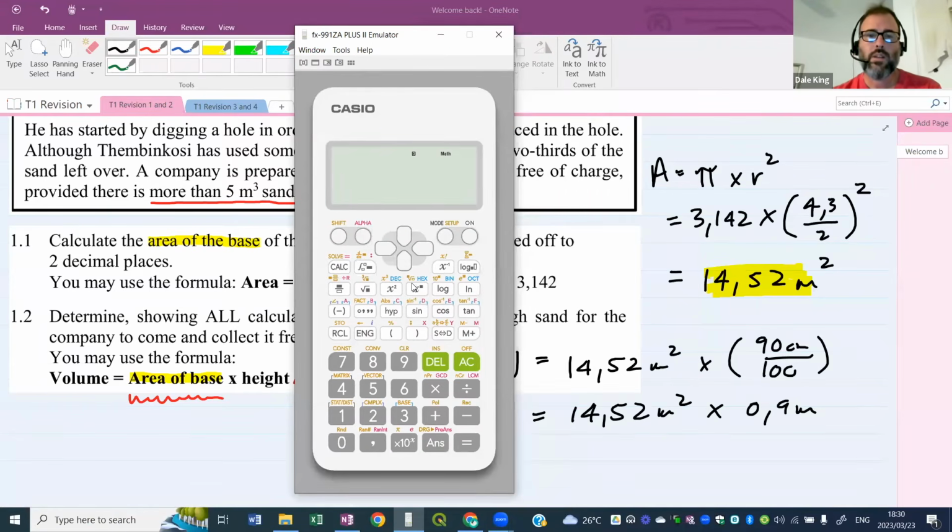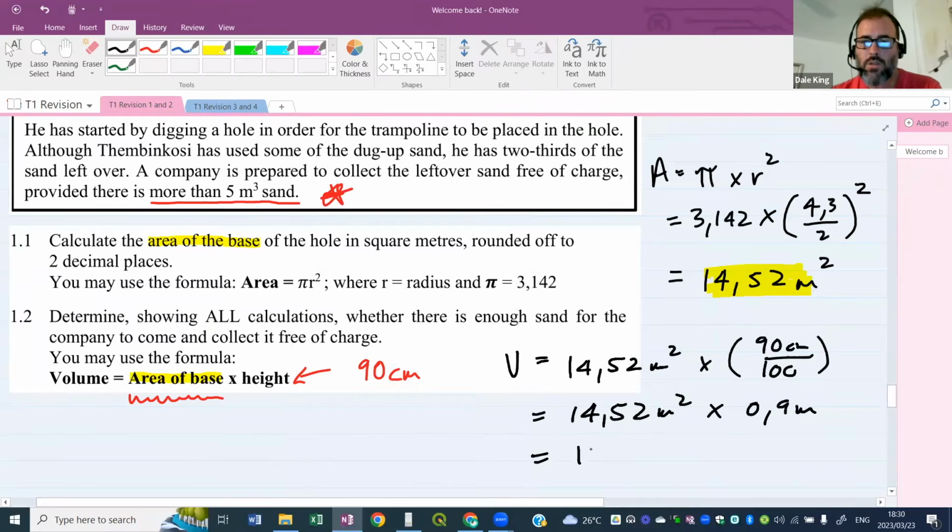Let's keep it here. So 14,52 multiplied by 0,9. Okay. 13,068. Now, I'll write that out and then we'll round it off on the page. 13,068. And the units are now meters cubed. Okay, so we multiplied our square meters by our meters and we got meters cubed.